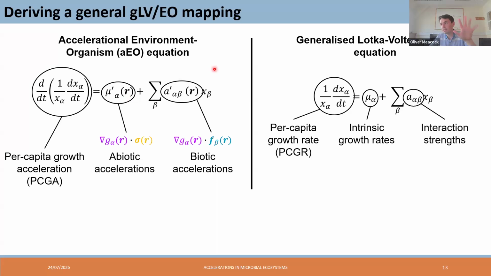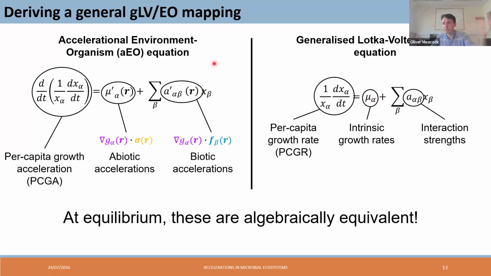However, it's still nice to be able to express them in this way because at equilibrium, when both of these sides are equal to 0, these two expressions end up being algebraically equivalent. So we end up having some sort of equilibrium environment, R star, and these effective Lotka-Volterra parameters then become algebraically equivalent to these terms over here.